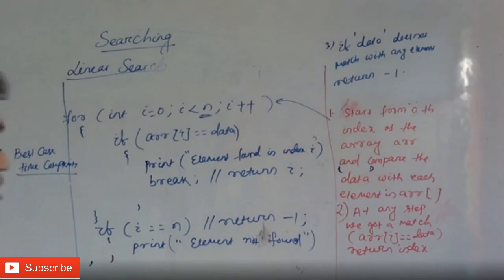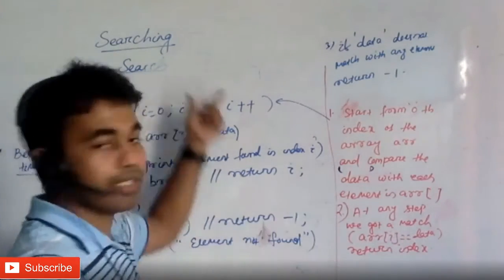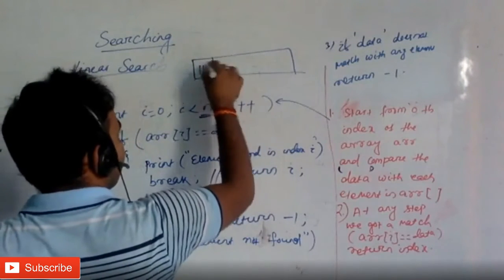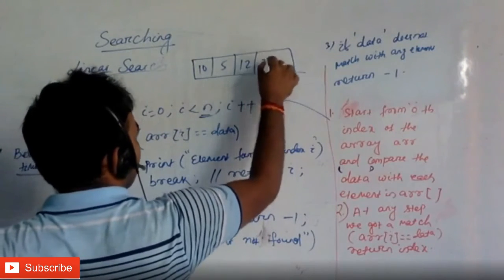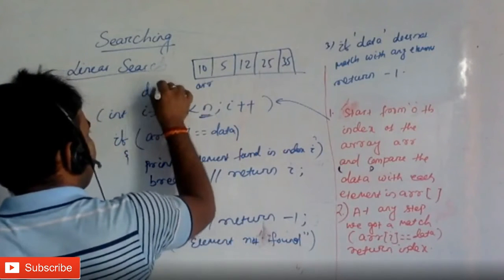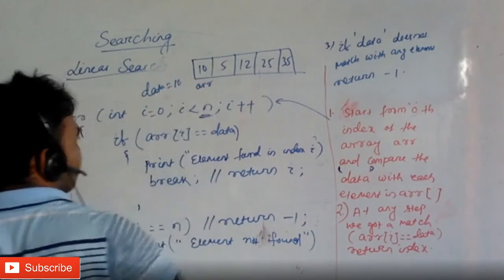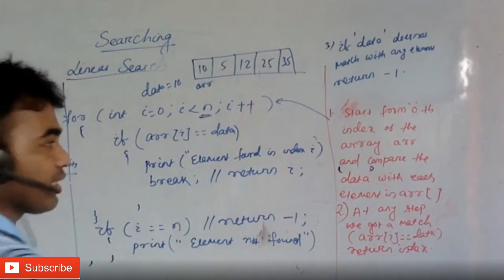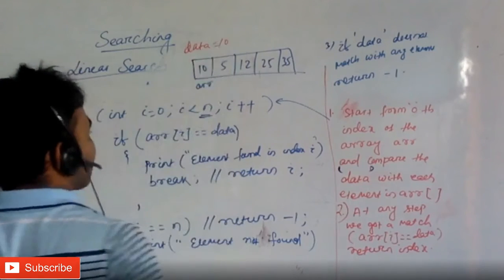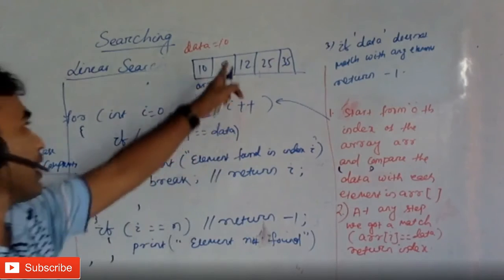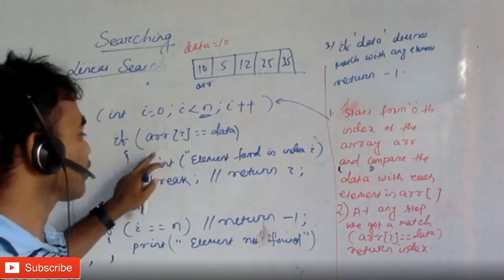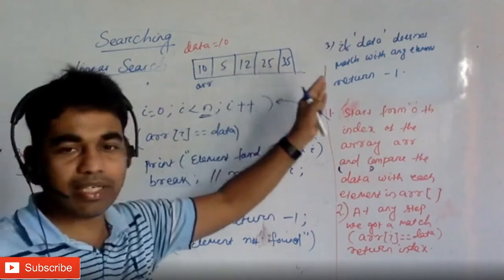Best case means I have an array. Suppose this is my array, ARR, with 10, 5, 12, 25, 35, something like that, and I am searching for a data which is 10. That is my best case. So what will happen? Once I go to this array, immediately I'll get a match. I don't need to search again and again.